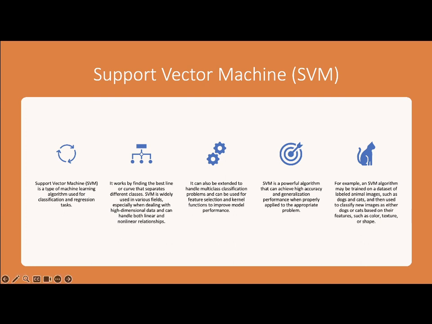Another one is support vector machine. Support vector machine is also a machine learning algorithm for classification and regression tasks, similarly like the C5.0. For example, it can be trained on a data set of labeled animal images such as dogs and cats, and then used to classify new images as either dogs or cats based on their feature such as color, texture, or shape. And these are the example of the SVM.